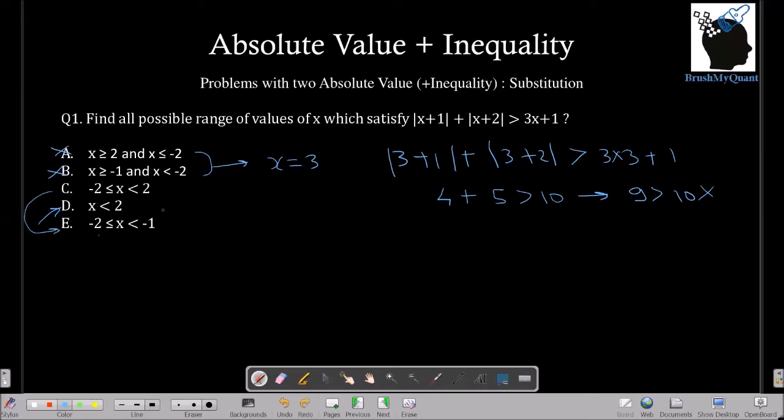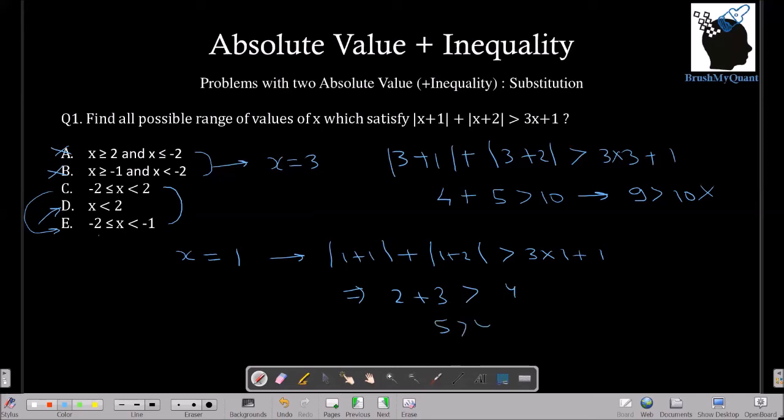So if you are able to prove a value of x, let's say between minus 1 and 2, which is correct, that means C and D will be the possible answer choices. If not, then we can consider E. So let me take a value of x between minus 1 and 2, let's say x is equal to 1, and see whether the equation is satisfied or not. So we have mod of 1 plus 1 plus mod of 1 plus 2 should be greater than 3 into 1 plus 1, which is nothing but 2 plus 3 should be greater than 4, or 5 is greater than 4. That means it is correct. So option number C or D can be the answer choice. E is not the answer choice.